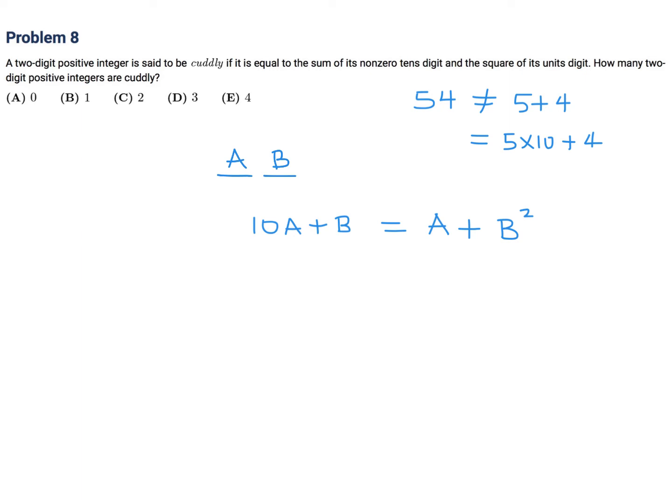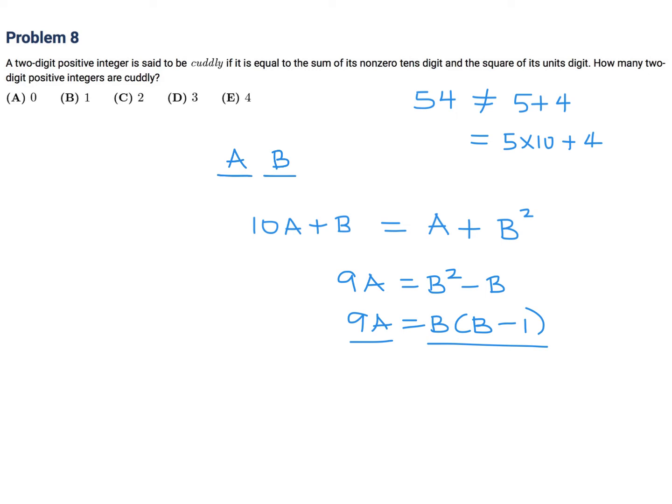So that's the formula. Okay, so now let's work with this formula. This is 9A is equal to B squared minus B. And then we can factor out a B and see if we can work with this. So this side looks like two consecutive numbers. So that means this has to be two consecutive numbers. So it could be 9 and 10, but not really, right? Because 10 is not a digit.